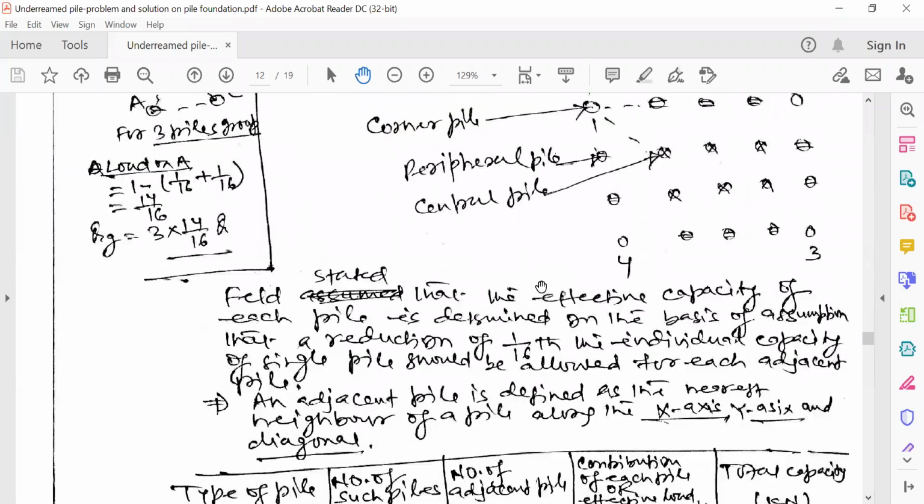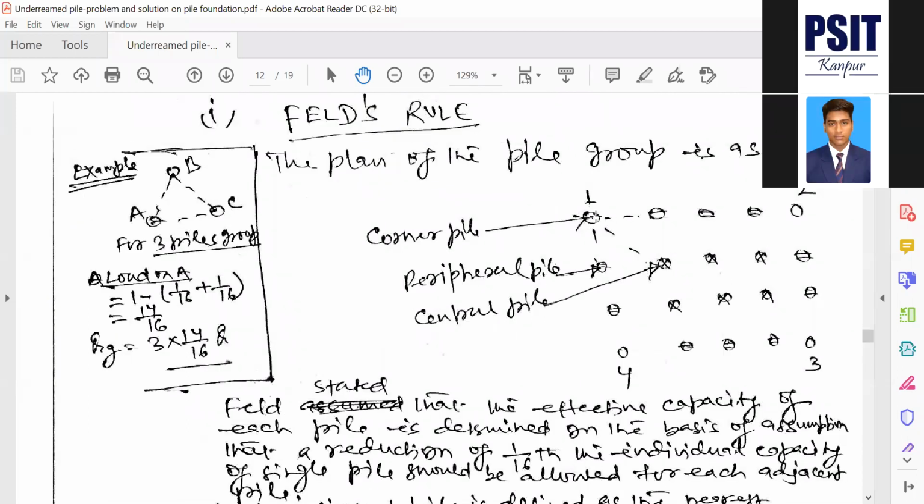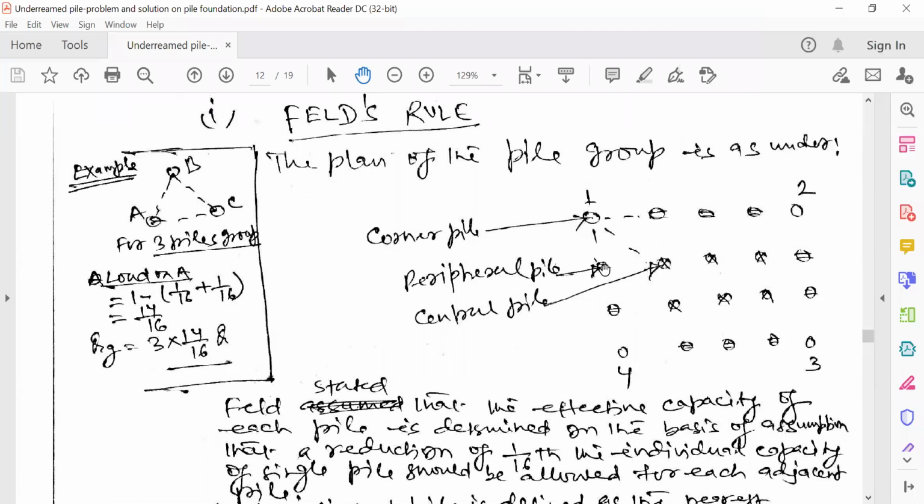Number of adjacent piles means, you see here, you have to understand. So what are the adjacent piles? In the x direction, one pile is here, another pile is in the diagonal direction here, another pile is here in the diagonal direction. So 3 piles are there. You see, the neighbours of this corner are 3 piles. In this way, every corner has 3 piles.